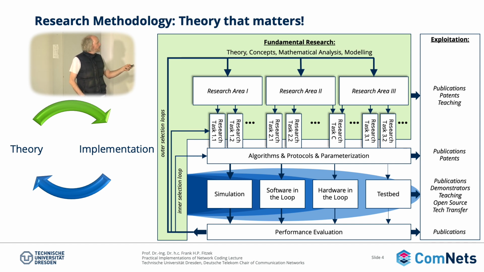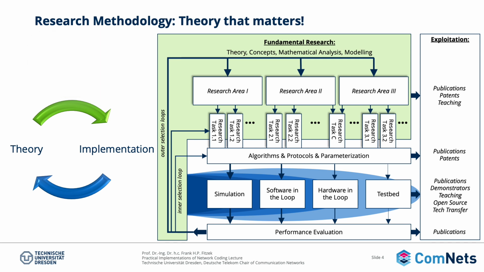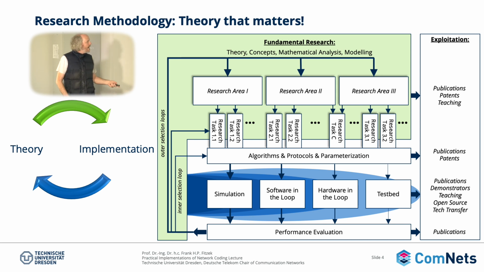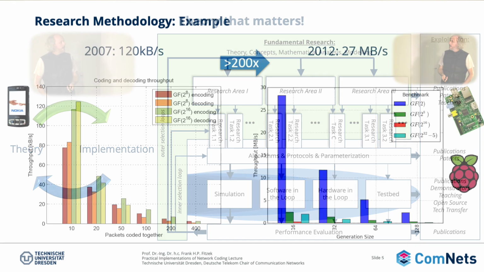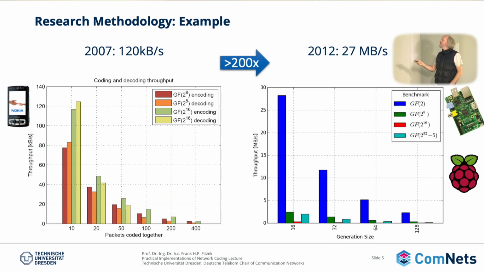There are always some theoretical questions that we have, and once you have solved those, we would like to bring it to the simulation, software in the loop and hardware in the loop part. And once you test it out, you will see there will be some bottlenecks or something that you cannot optimize anymore. And that means you have to go back to the whiteboard and do the theory part. You will see some examples, right? We call this the research methodology, a theory that matters.